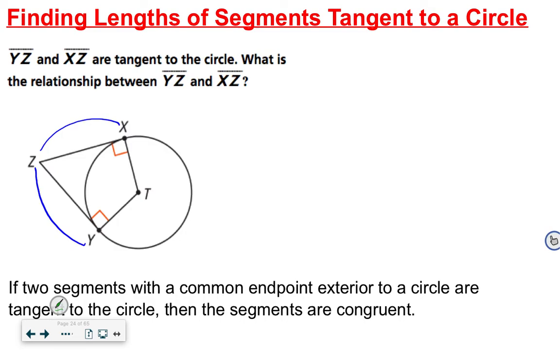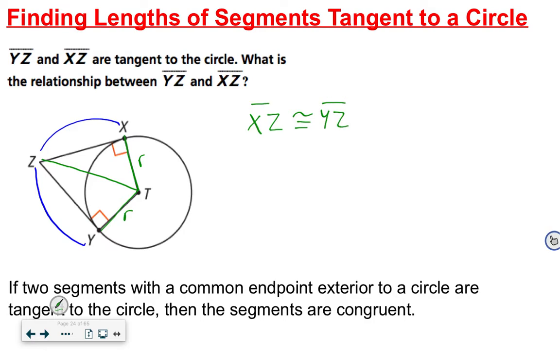Ladies and gentlemen, if we draw a segment from Z to T, you will get that this is the radius, which is R. This is the radius, which is R as well. If we use the Pythagorean theorem in these two triangles, you will understand that XZ is going to be congruent to YZ.